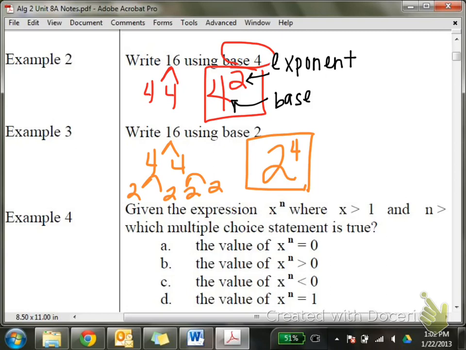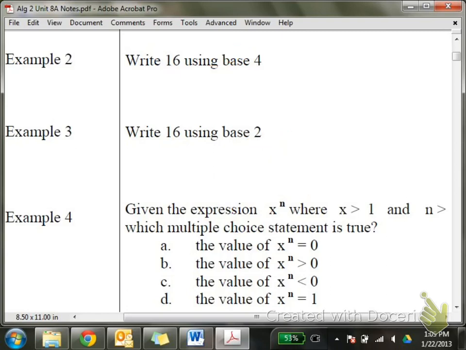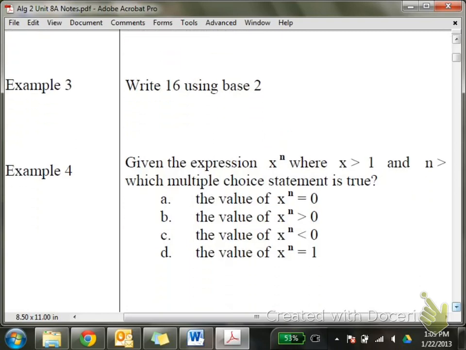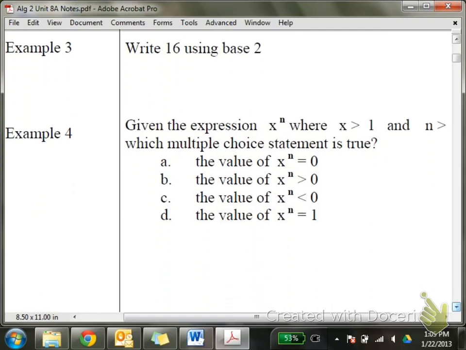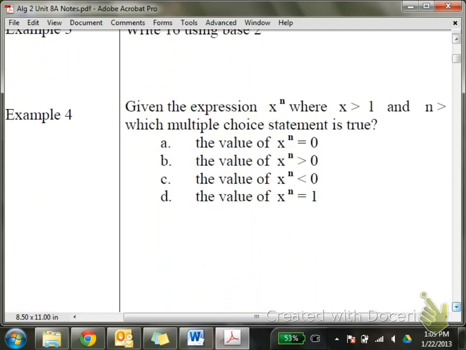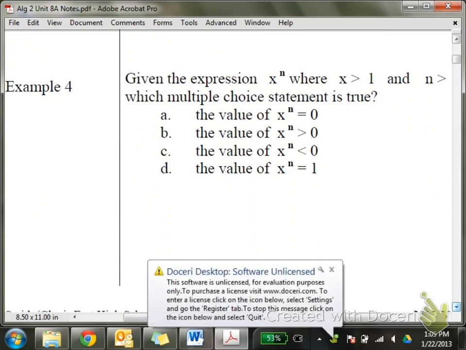Okay, so example 4. You don't need to write the entire problem. I will highlight for you what you need to write. So, example 4, given the expression x to the n, where x is greater than 1 and n is greater than 1.